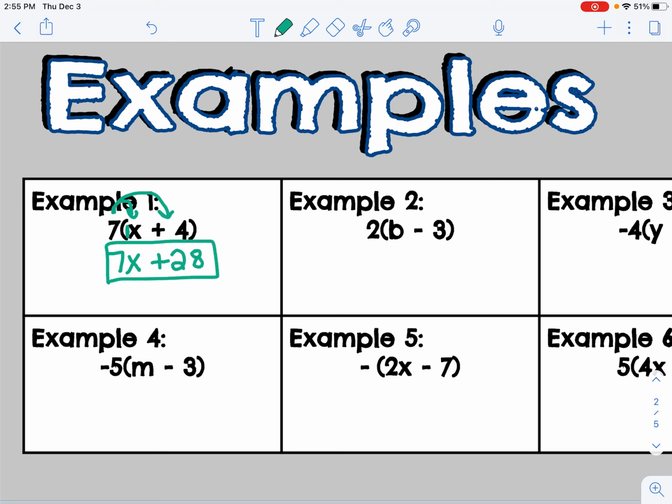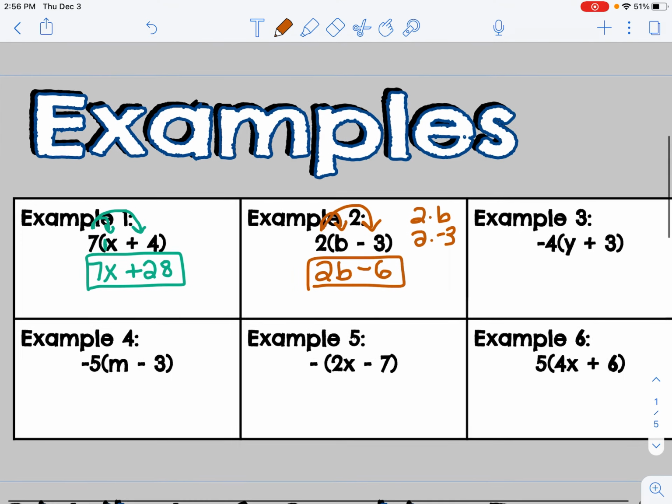All right, example number 2. We are going to take this 2 and multiply it into everything in the parentheses. So we're going to do 2 times b, and then 2 times negative 3. So 2 times b is 2b, and 2 times negative 3 is negative 6.